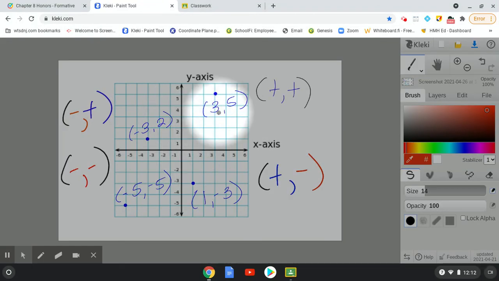Okay, so if your coordinate ordered pair lands in quadrant 1, your numbers should be positive positive. If it lands in quadrant 2, they should be negative positive. If it lands in quadrant 3, they should be negative negative. If it lands in quadrant 4, it should be positive negative.